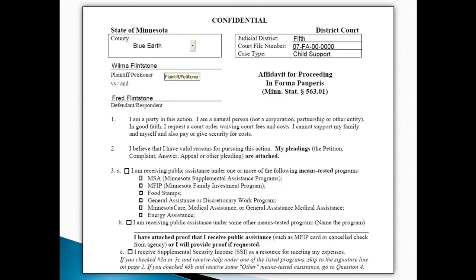The first way to qualify is if you receive any public assistance in a means-tested program. This includes, but is not limited to, MVIP, Minnesota Care, food stamps, and energy assistance. Check whichever box is appropriate for your situation for question 3. If you qualify under question number 3, you can then turn to the second page and fill in the information under the signature line. Be sure to wait to sign this form until you are in front of a notary or court administration. If you do not receive any public assistance, then go on to question 4.